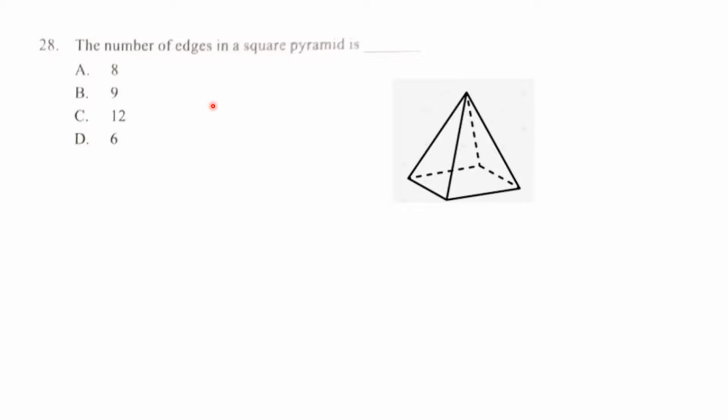Now first of all, you should know what is the meaning of edge. Okay, so edge is a line segment where two faces of a shape meet. So if you see in this figure, number of edges will be in the base. You see 1, 2, 3, 4, 4 edges, and then on the top part 5, 6, then this is 7 and this is 8. So the correct option is option A.